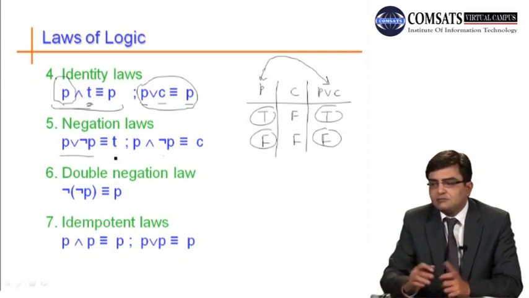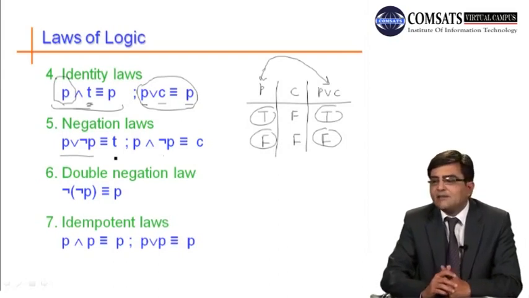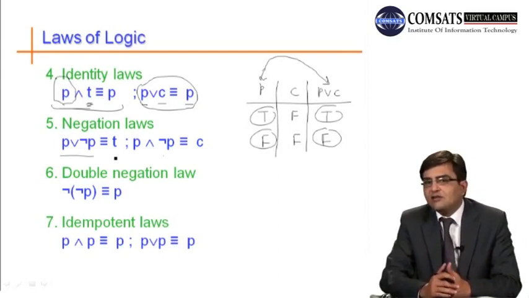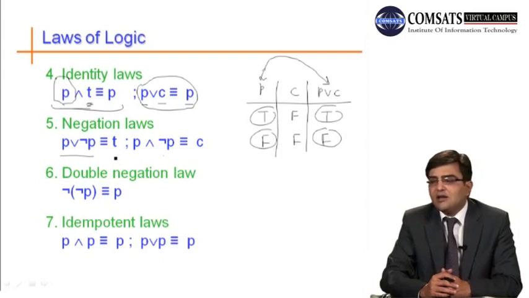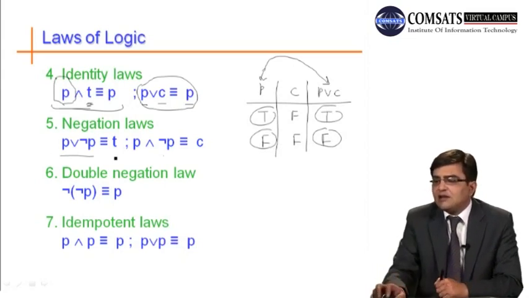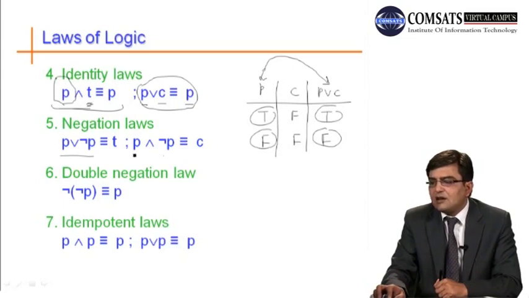As we can see, obviously, if P is true, not P is false, and if P is false, not P is true, and there is a disjunction between P and not P. Therefore all possible truth values of P or not P will always be true, and therefore it is a tautology. Similarly, the other negation law states that P and not P is always a contradiction.